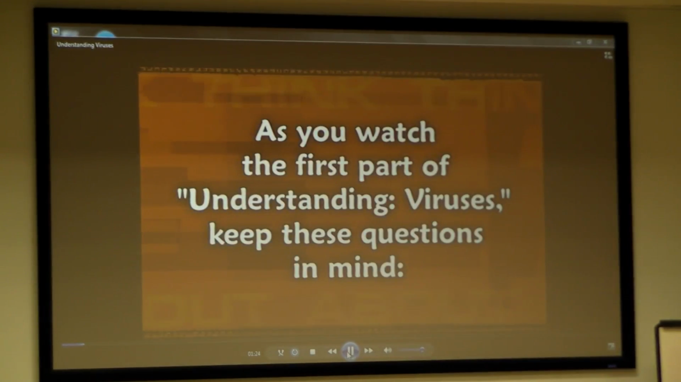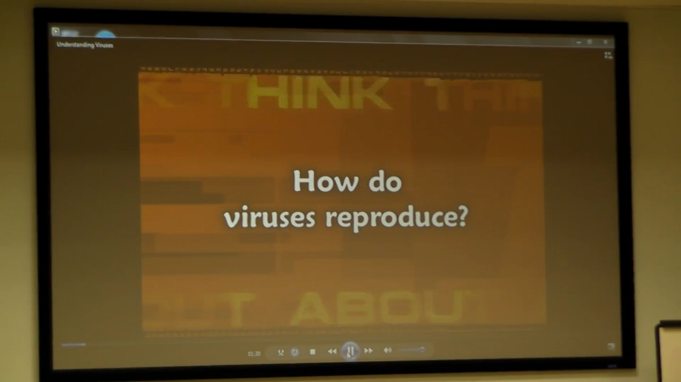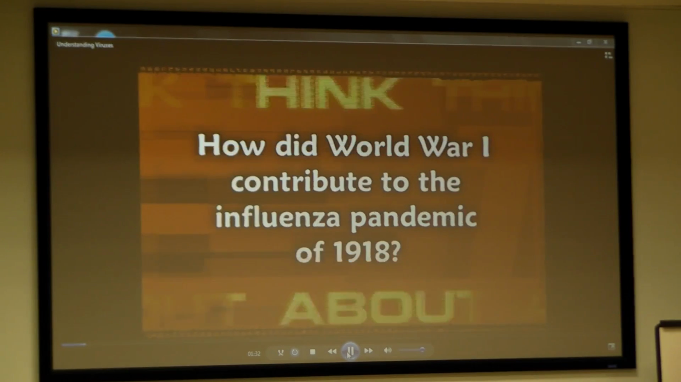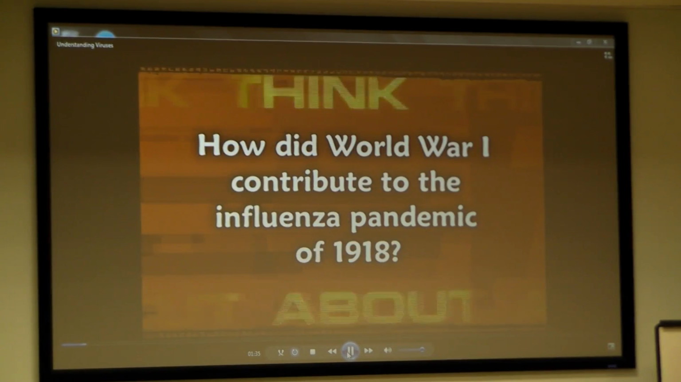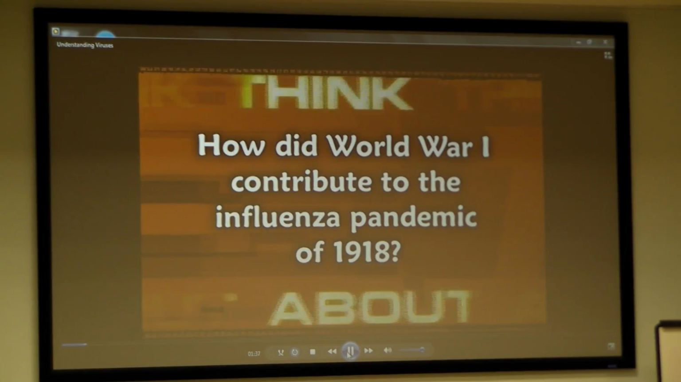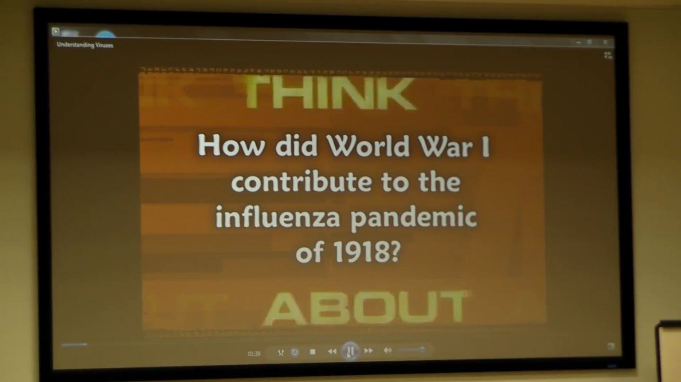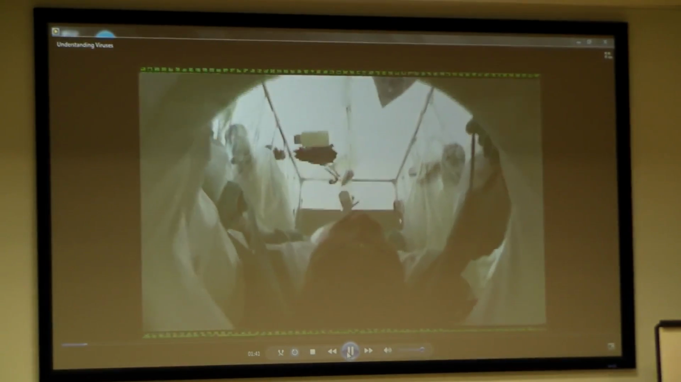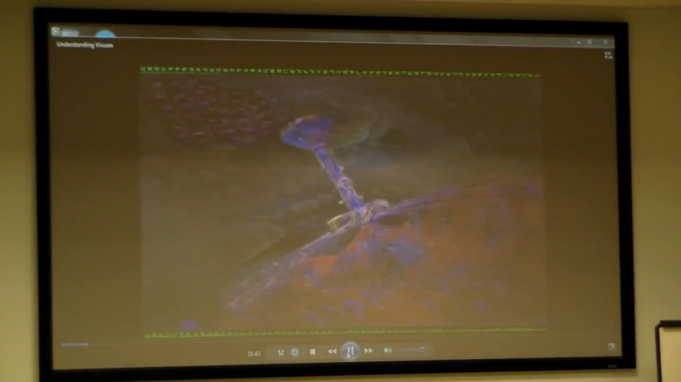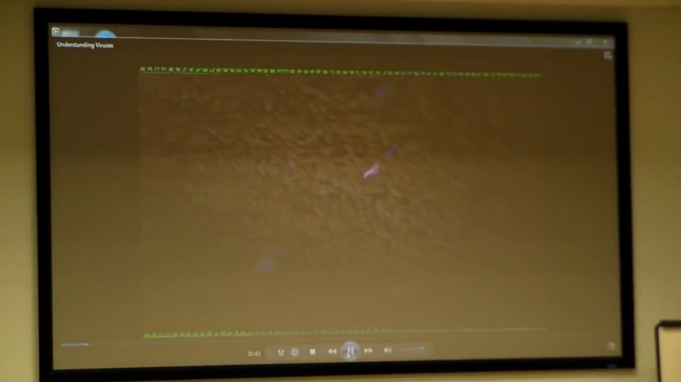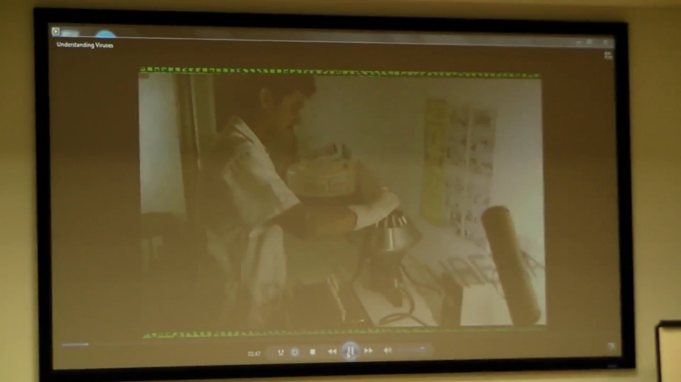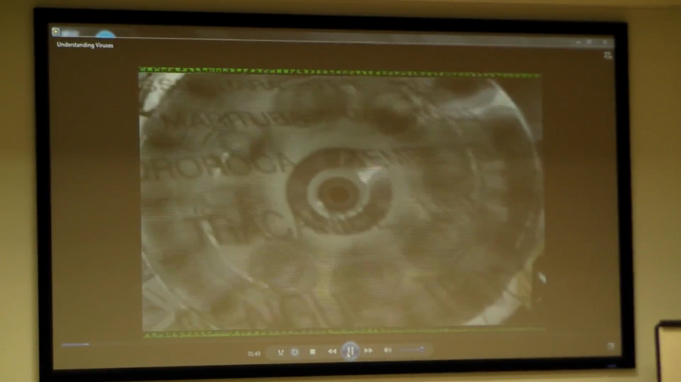As you watch the first part of Understanding Viruses, keep these questions in mind. How do viruses reproduce? How did World War I contribute to the influenza pandemic of 1918? Living creatures are susceptible to attack from a wide range of viruses. But our first step in combating them is knowing what they are and what they do.